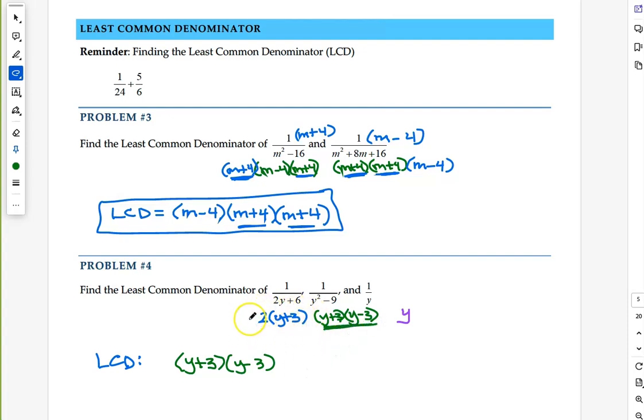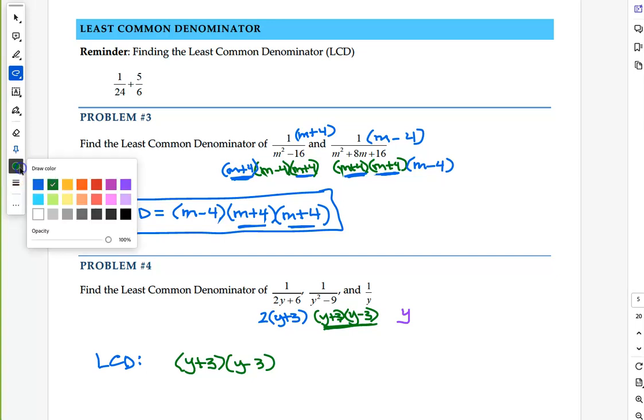Okay, now let's look at this one in blue. So what do I need to add to my LCD that doesn't already show up there? So I have a y plus 3 already. All right, so I don't need to write that y plus 3 down again because I don't have two y plus 3's anywhere in this. That's why I put them in different colors so you can see we're thinking of these as three different things. So I need a 2.